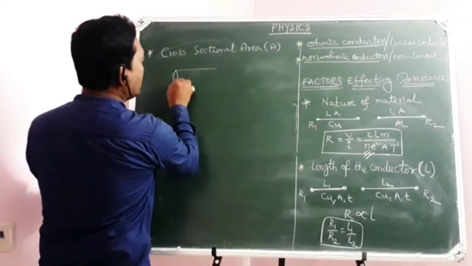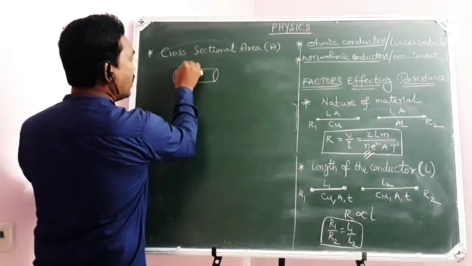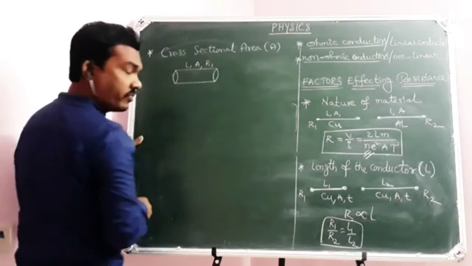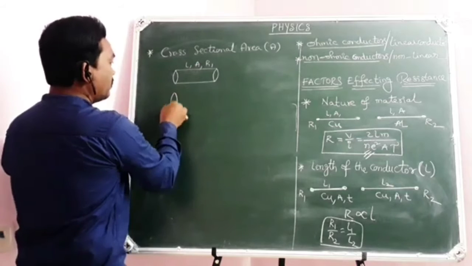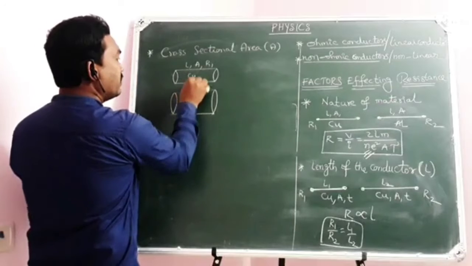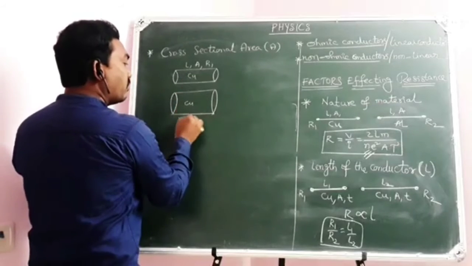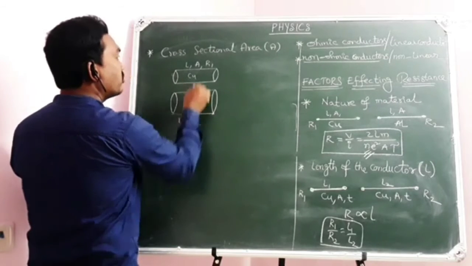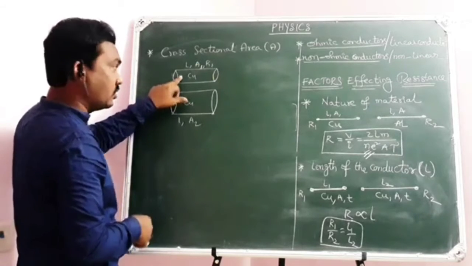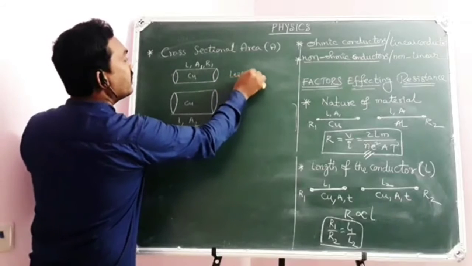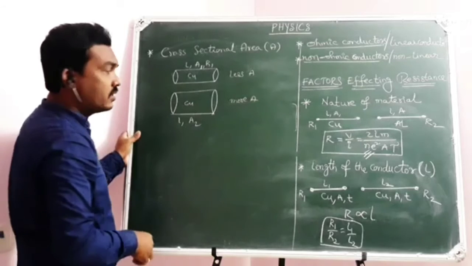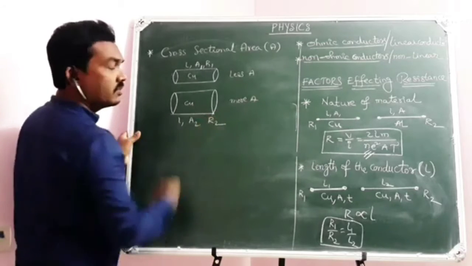You have taken a conductor whose length is L and the cross-sectional area is A, having some resistance R1. Now there is another conductor whose length is same, provided they are made up of the same material, but the cross-sectional area is different. You can see here cross-sectional area is more, here cross-sectional area is less. Less diameter, more diameter. So that the resistance will be different.